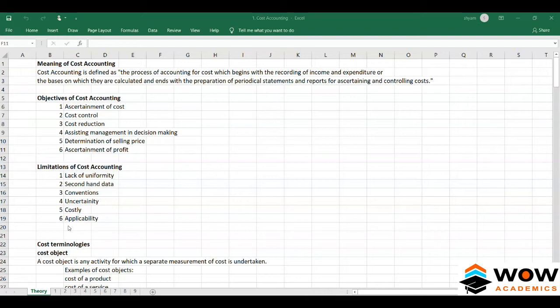Okay, why is this required? And we'll also do a lot of sums here. So that by the end of this cost accounting chapter, you should be familiar with what is cost accounting as well as what is a cost sheet. Okay, so we'll start from here. So we'll start from the meaning of cost accounting.